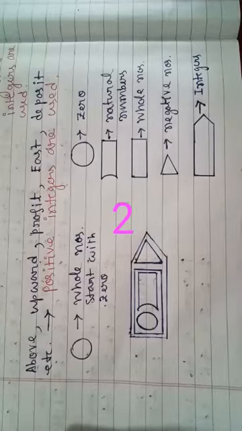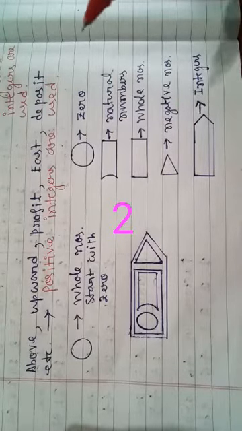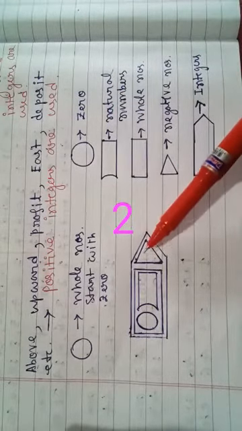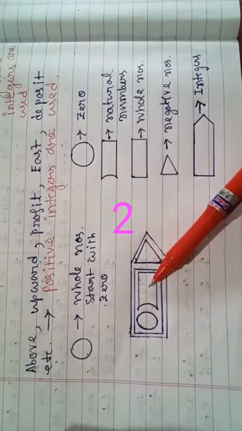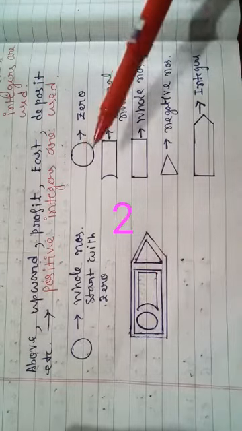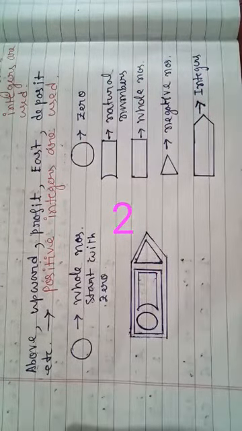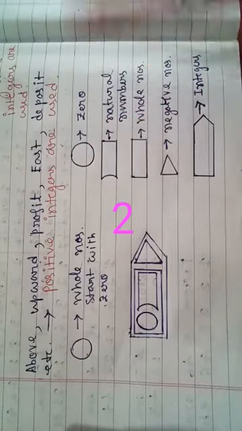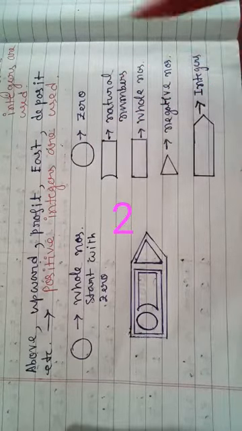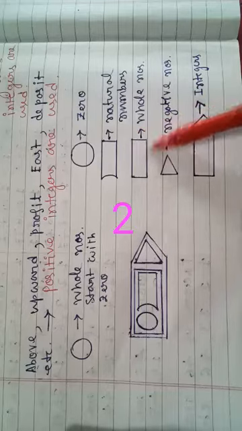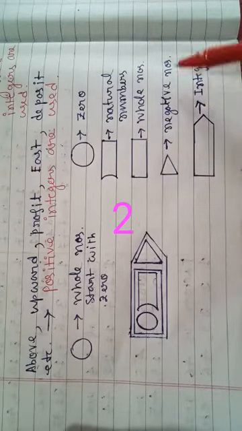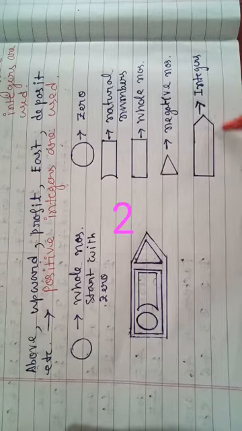Now how will you represent integers diagrammatically? It can be shown this way. This is the representation of integers diagrammatically with all these figures. Suppose this circle represents 0, this figure represents natural numbers, this rectangle represents whole numbers, this triangle represents negative numbers, and this figure represents integers.